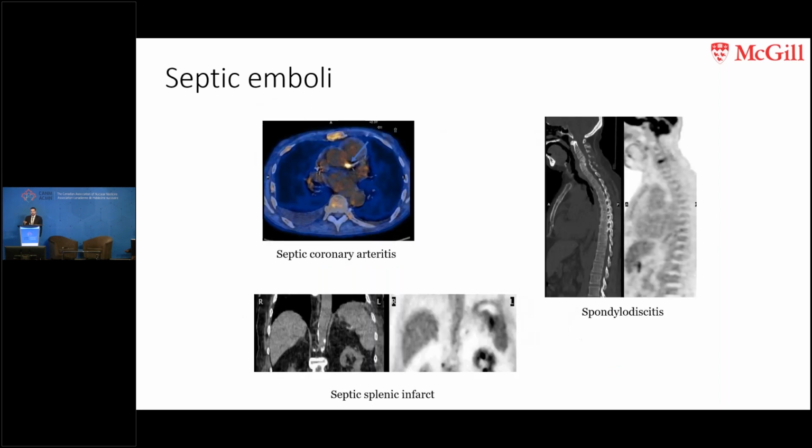Here are some more examples of septic emboli in patients with infective endocarditis. Septic coronary arteritis, the patient died soon after. Septic splenic infarcts, relatively common. Spondylodiscitis, relatively common. These are routine cases that we can see quite often, except for the septic coronary arteritis, which is not that common.